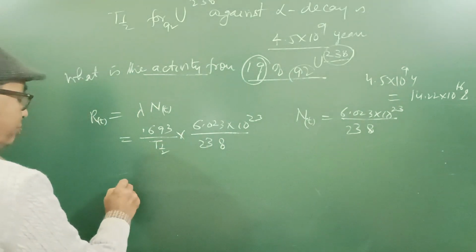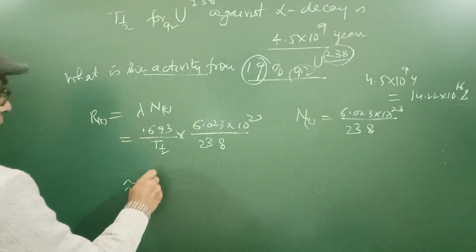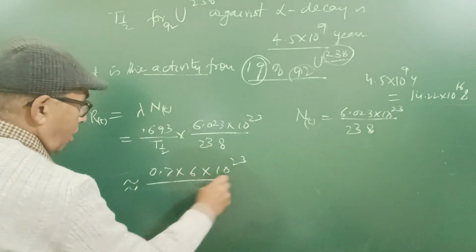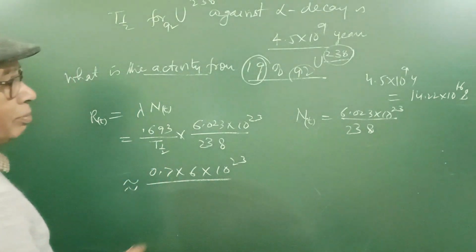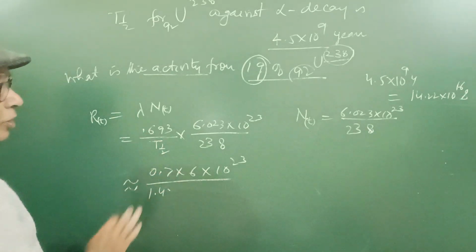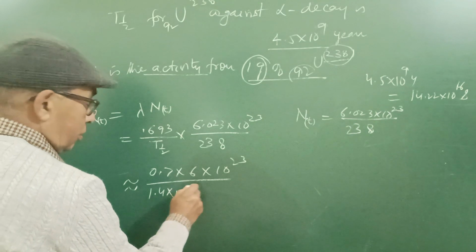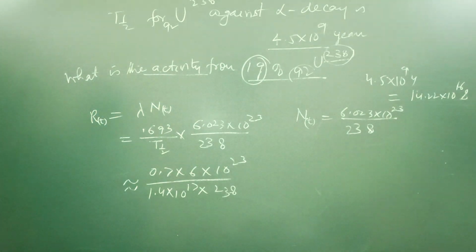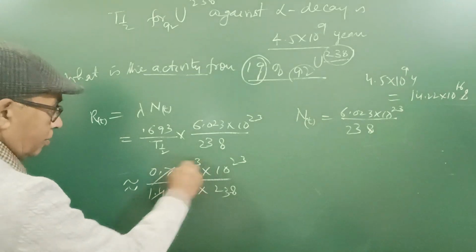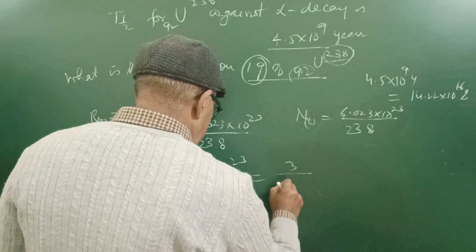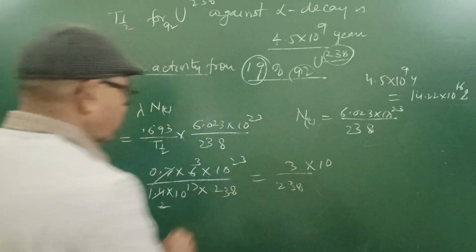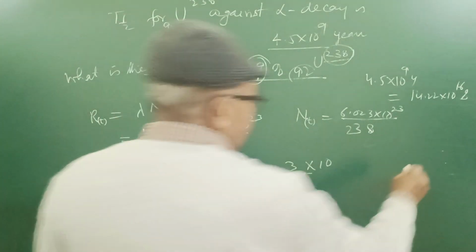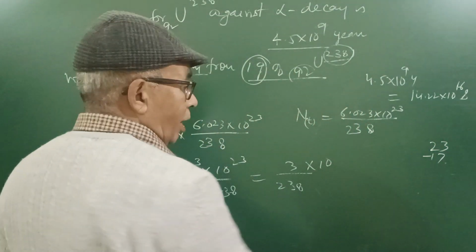So you have to solve this. You can round off here. It is 0.7 times 6 10 to the power 23 upon T half. 1.4 10 to the power 17 you can take, upon 238. It is about 3 upon 238 into 10 to the power 23 minus 17. I am showing you, you can do it like this.